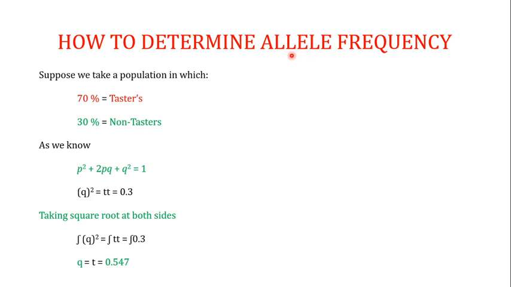Now as we are interested in the allele frequency and not yet in the genotype frequency, what we can do is take the square root at both sides. If we take the square root of the q square, that is going to give us the q value. If we take the square root of the small t small t, that is going to give us the small t. And if you take the square root of 0.3, that is going to give you a value of 0.547. I have already made the calculation, so you should practice how this works.